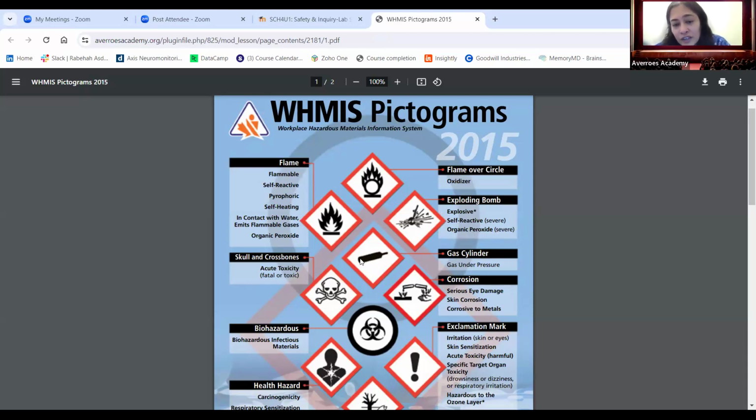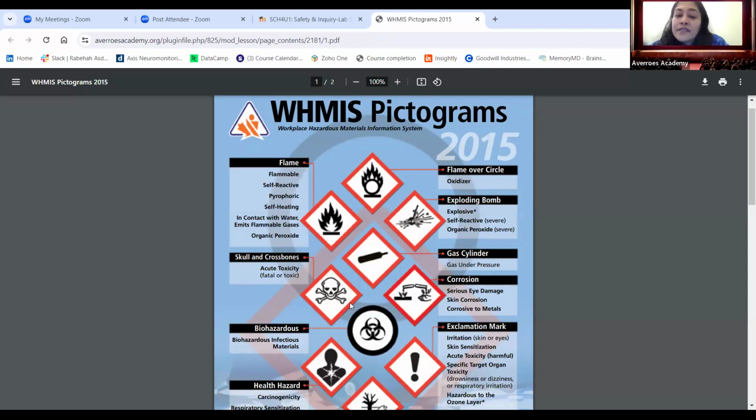And then you see here, it looks like a cylinder, right? Some sort of gas cylinder. So it's basically gas under pressure. It's like gas in a tightly contained container. And if it's already under pressure, so if you put more pressure on it, it might explode, basically. So it's warning you that it's a gas cylinder.